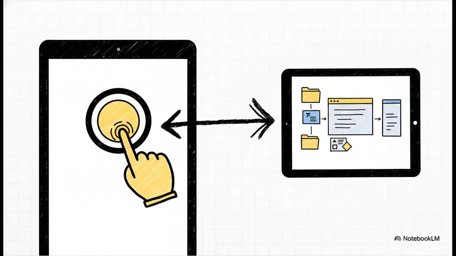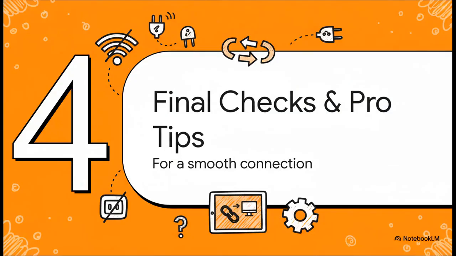And now, with all those details filled in, it is time for the magic moment. Go ahead, tap connect. After a few seconds, boom! Your PC's desktop should just pop right up on your tablet screen. You've got full control now. Seriously, it's that simple. Okay, so hopefully you're all connected and looking at your desktop right now.